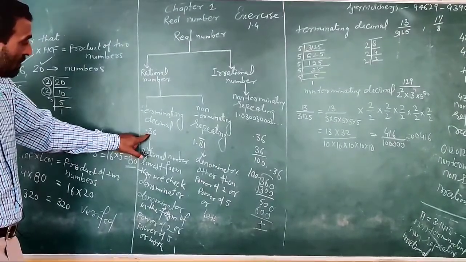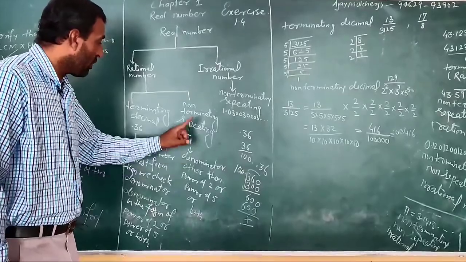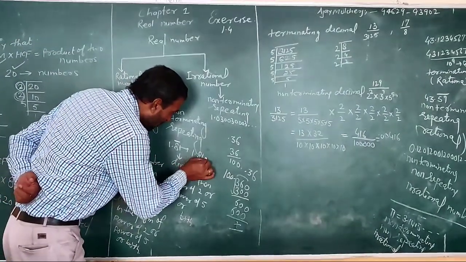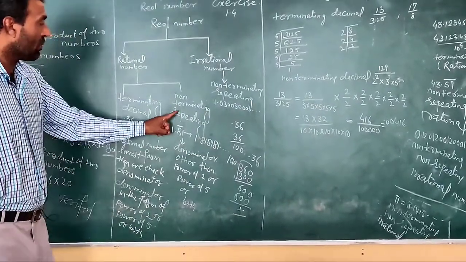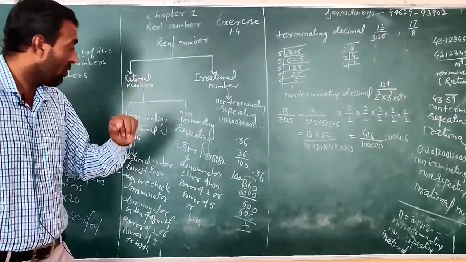So 0.36 is a terminating decimal, and 1.81 bar means 1.818181 and so on. It means this is non-terminating repeating. Terminating and non-terminating repeating together are called rational numbers.